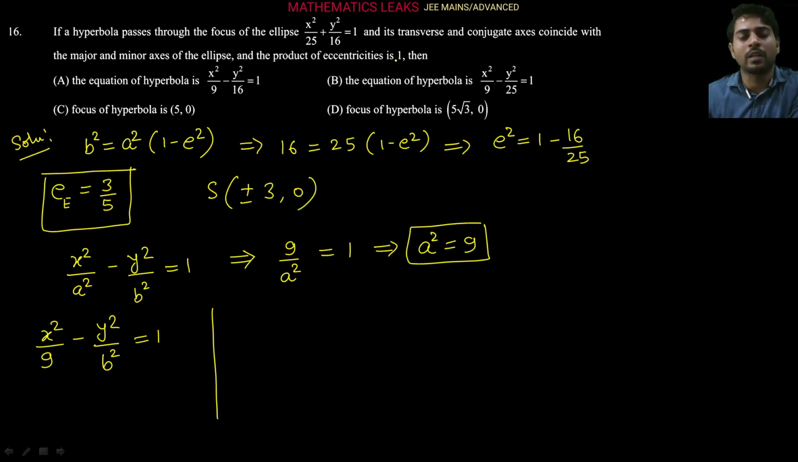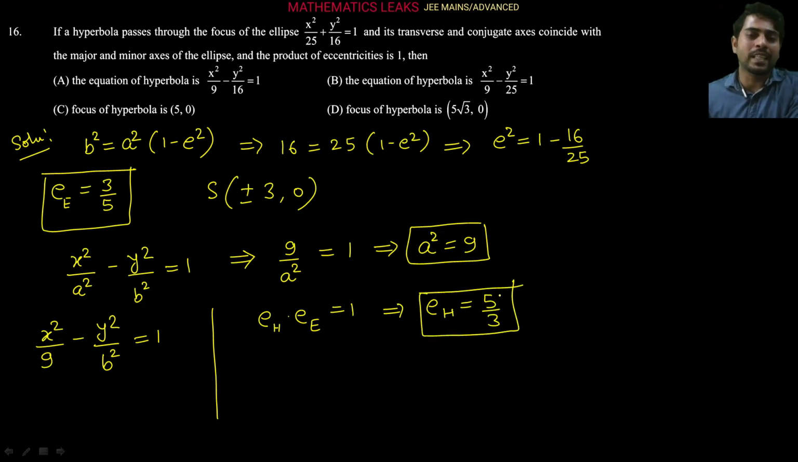Here it is given that the product of eccentricities of ellipse and hyperbola is 1. So eccentricity of hyperbola into eccentricity of ellipse, product is equal to 1. So eccentricity of ellipse is 3 by 5. So 3 by 5 will be going here. So in cross multiplication, eccentricity of hyperbola will be coming 5 by 3. Eccentricity of hyperbola is 5 by 3.